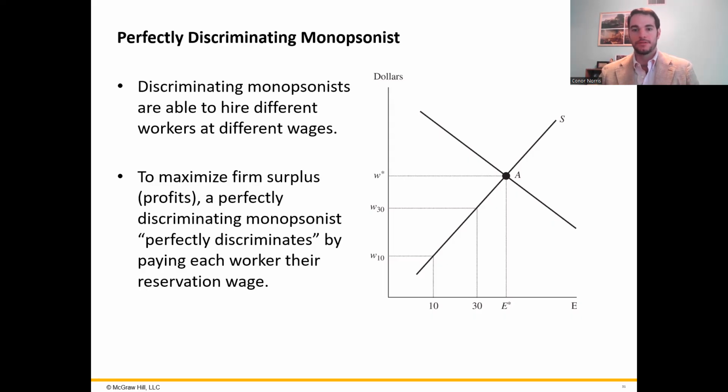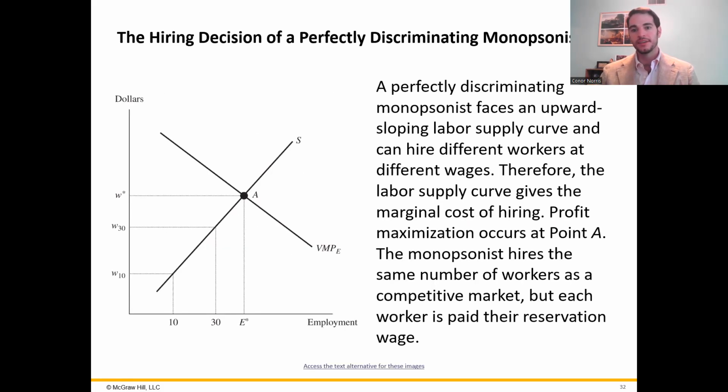Think back to the labor supply curve. Remember how every point along the labor supply curve here represented a specific worker. And where they lie on the curve represents their reservation wage, or the lowest wage that they were willing to work for. So a perfectly discriminating monopsonist would pay each worker exactly their reservation wage. So the figure on the right shows what this would look like graphically. The key point here is that the firm faces an upward sloping labor supply curve, meaning that to attract additional workers, it still needs to offer higher wages. But it doesn't have to increase wages for all workers, only the new ones that it hires.